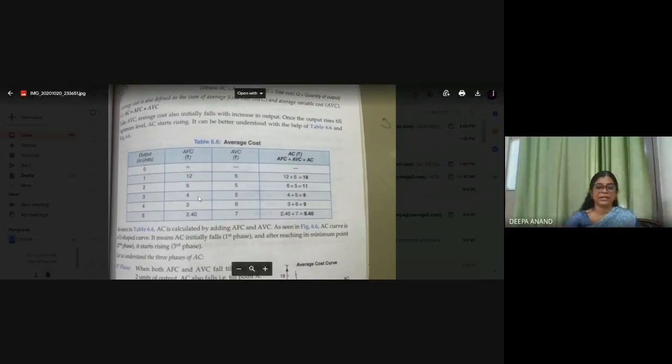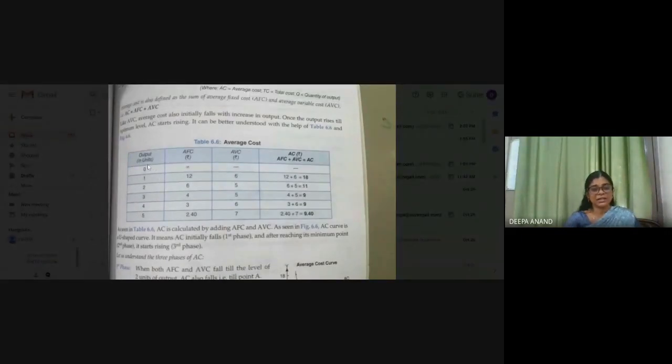Draw it very fast in your notebook. It is just like the previous one: output 0, 1, 2, 3, 4, 5, and the AFC, that is average fixed cost, then the average variable cost, then the average total cost. But we don't say average total cost, it is strong to say. That's why we have written average cost. Average cost is AFC plus AVC. Make it, because you can be asked to make an imaginary schedule of average cost.